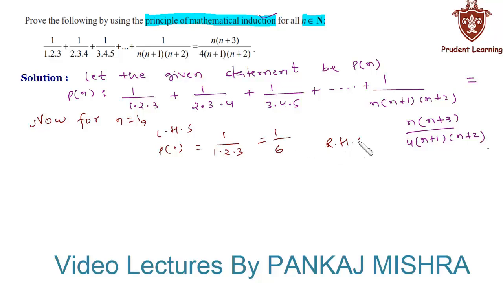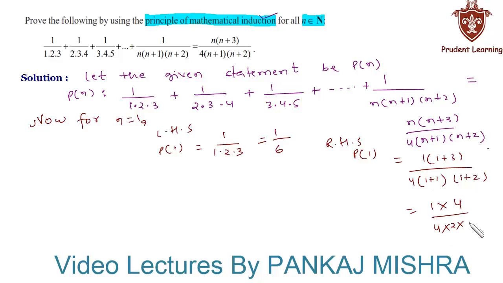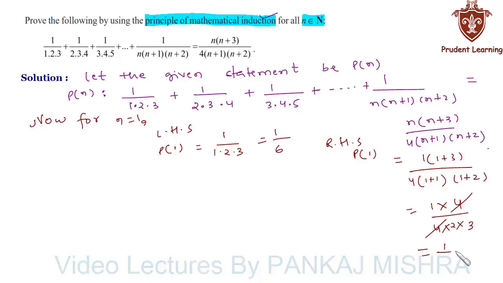Whereas on the right hand side we have an expression where we need to substitute n equal to 1 to get P1. This gives us 1 into 1 plus 3 upon 4 times of 1 plus 1 into 1 plus 2. This is equal to 1 into 4 upon 4 into 2 into 3. So these 4 get cancelled from the numerator and denominator, and we are left with 1 upon 2 into 3, which is equal to 1 upon 6. Since we have the same value of P1 for both left hand side and right hand side, therefore we will say that P1 is true.